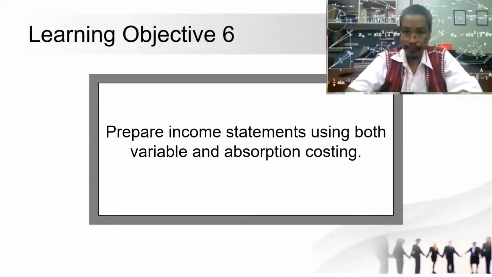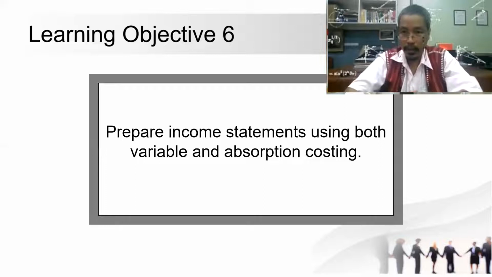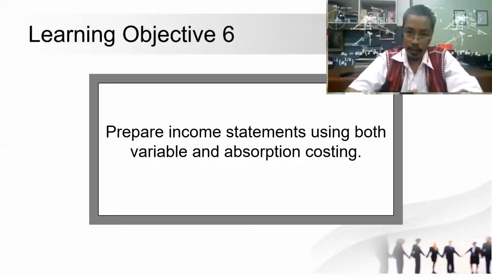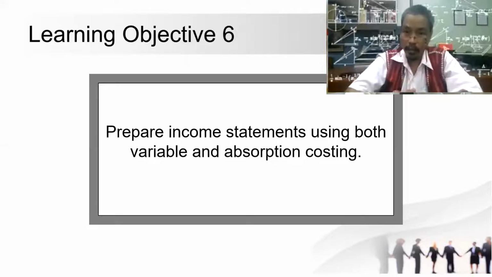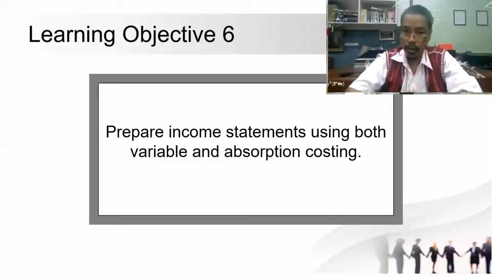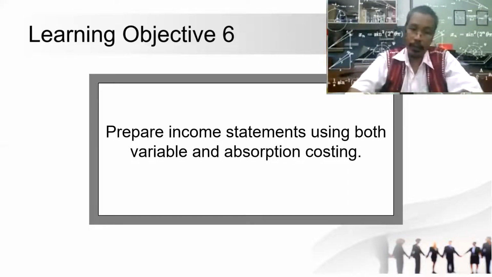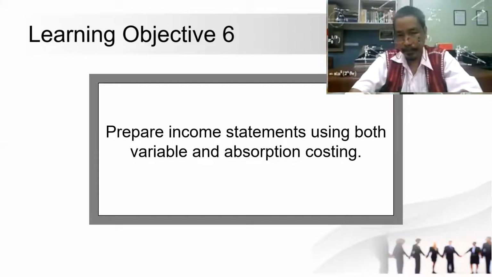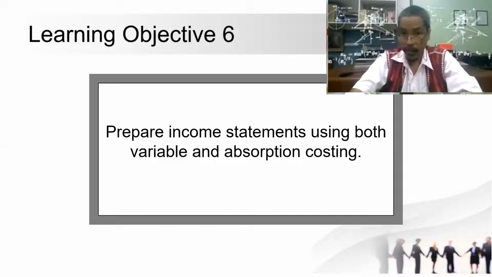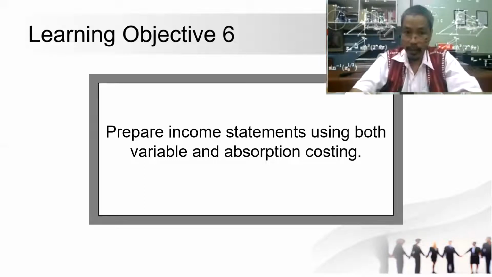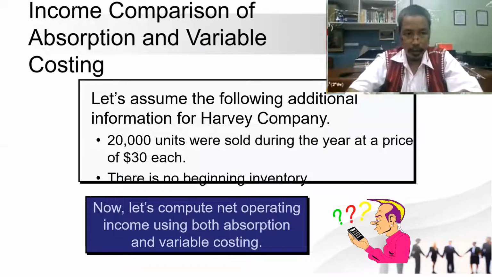Variable costing, our overhead cost that will be included is only the variable overhead. That is the difference of absorption and variable costing. So let us prepare the income statement, income under absorption and variable costing.